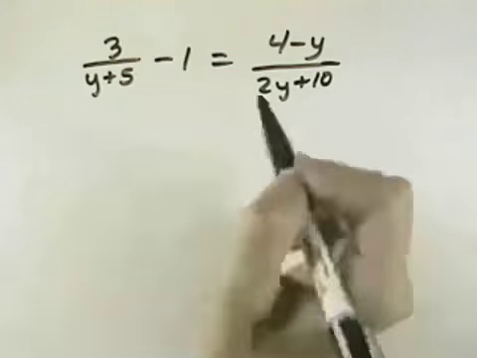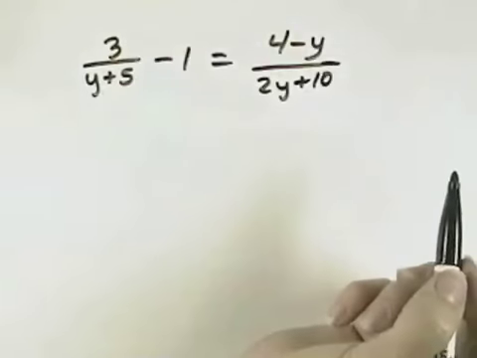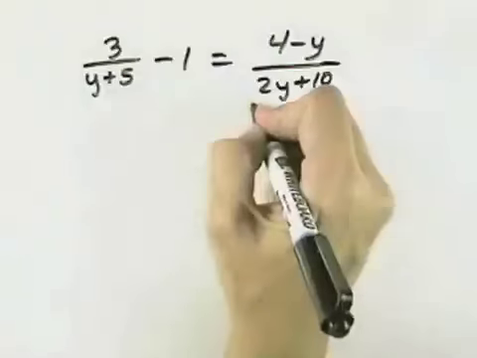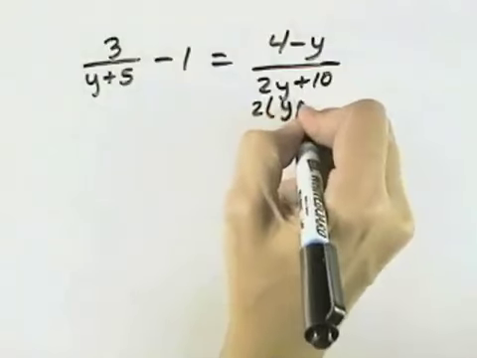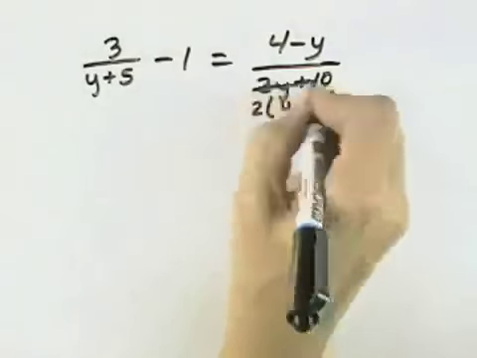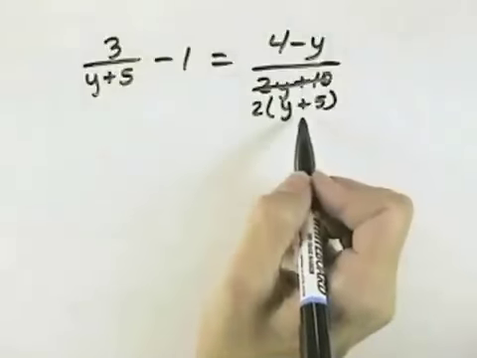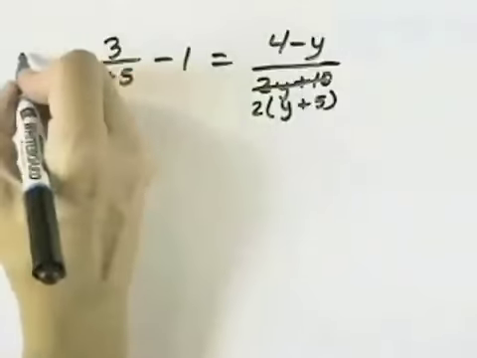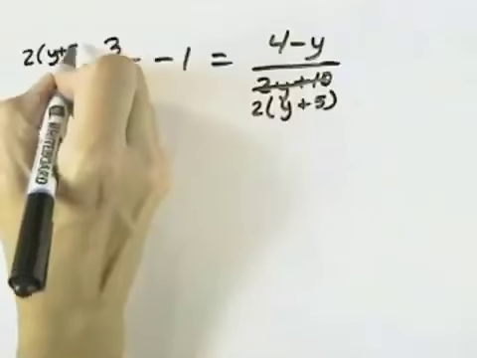Here we want to solve this rational equation. To do so, we want to multiply both sides by the least common denominator in order to get rid of our fractions. This denominator on the right, we can actually factor out a 2 to see that it is 2 times y plus 5. That means our common denominator contains the factor of 2 and the factor of y plus 5. So we're going to multiply our entire expression by 2 and y plus 5.